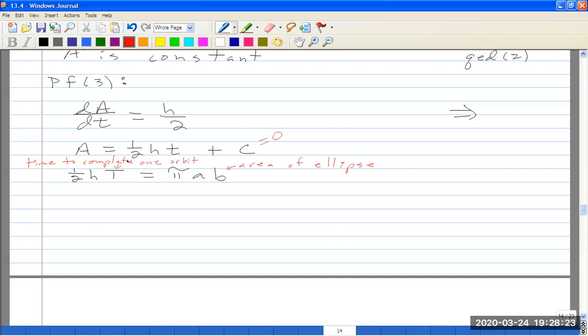And of course, we call that a year. And so I have that, well, let's multiply both sides of my equation by 2 and square both sides of my equation. So h squared t squared is 4 pi squared a squared b squared.